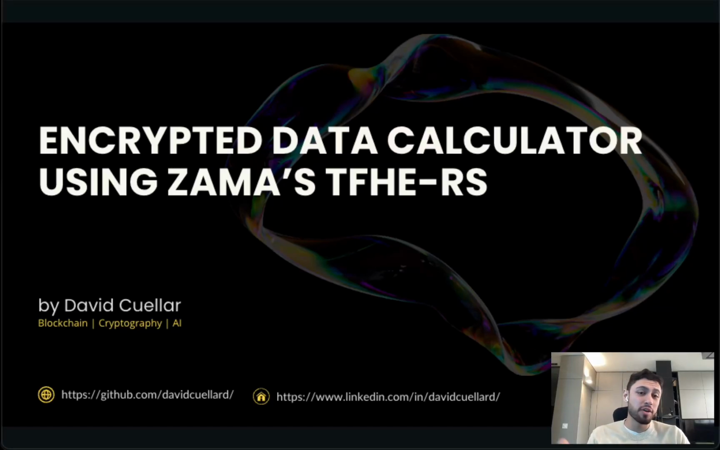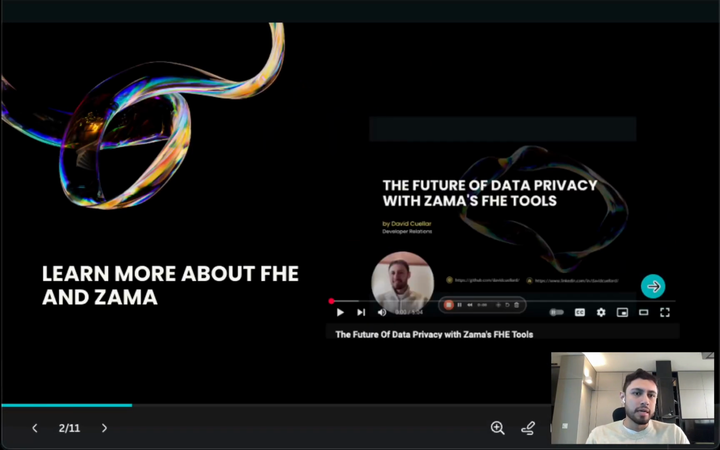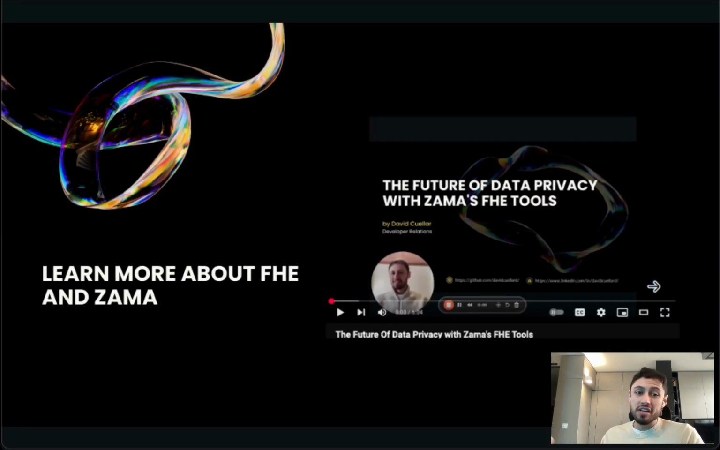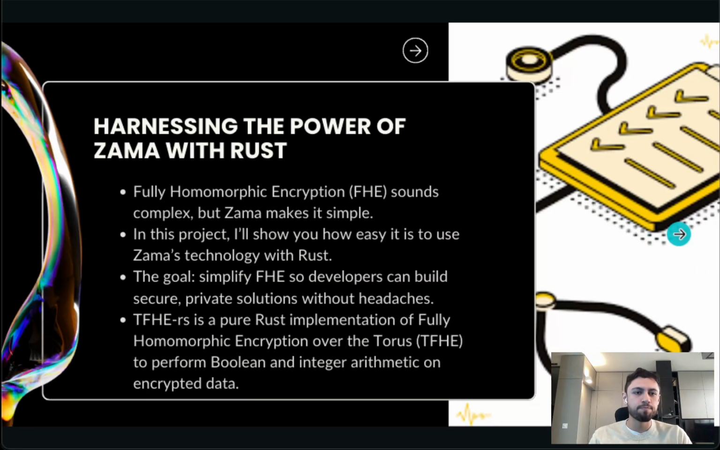This is the second video about Zama, and we are going to code a little bit in Rust. We are going to create an encrypted data calculator using Zama's TFHE. If you want to learn more about FHE and Zama, just watch my previous video, The Future of Data Privacy with Zama's FHE tools. Harnessing the power of Zama with Rust.